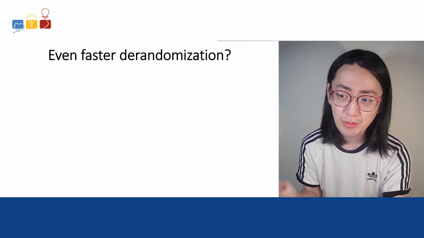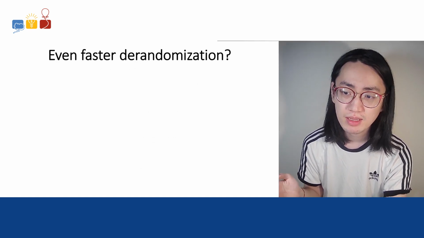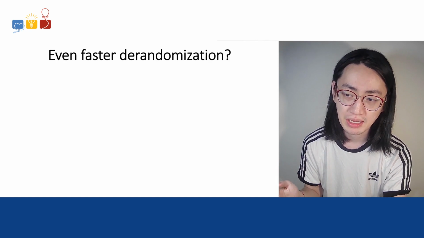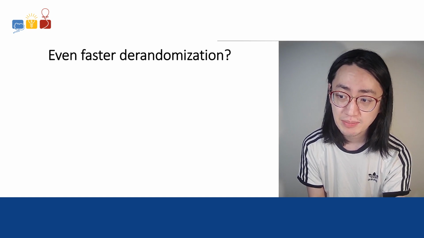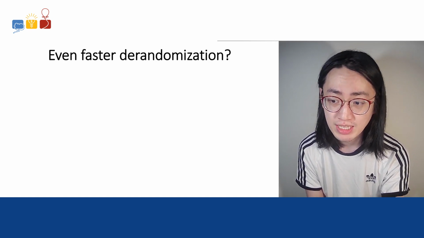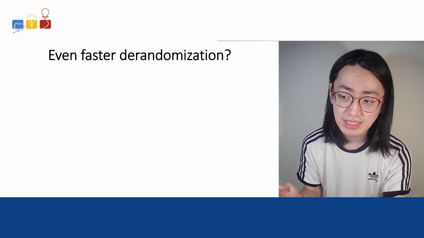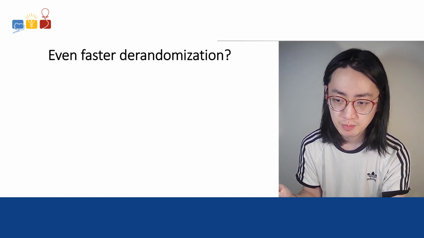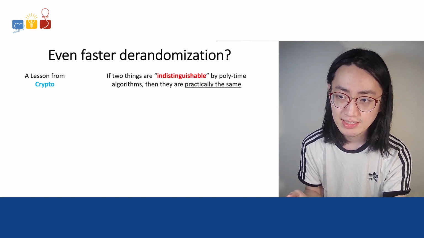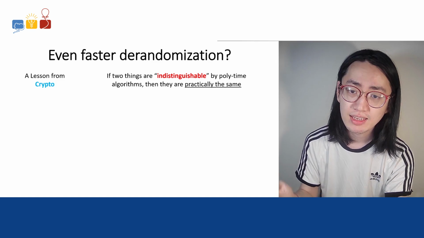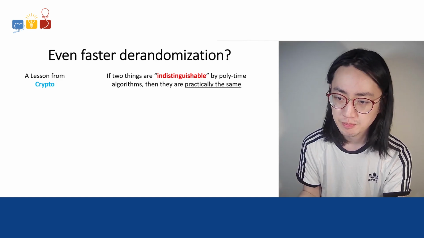So it seems we are hitting a barrier as we cannot get faster derandomization for at least some problems. But perhaps we can relax our requirements a little bit to get something faster. Recall that previously we required the deterministic algorithm to agree with the randomized algorithm on all possible n-bit inputs. Perhaps we can relax that by allowing the deterministic algorithm to make some errors on some inputs. So in particular, we have an important lesson from crypto, saying that if two things are indistinguishable by polynomial time algorithms, then they are practically the same.